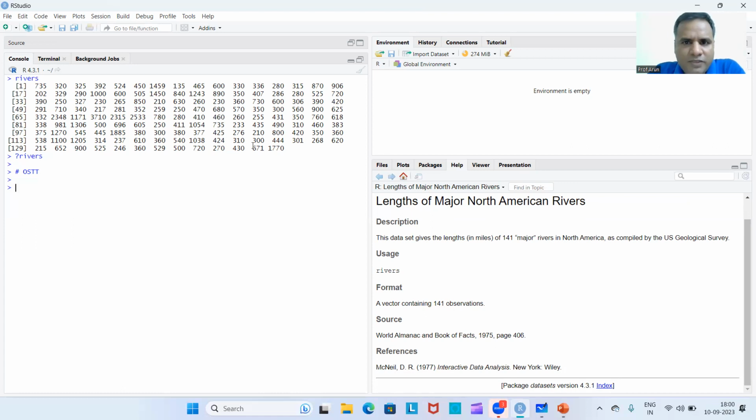Now, let's say some fellow comes and tells us that the average length of rivers in America is 450 miles. Somebody makes a claim. Let's say somebody went to America, stayed for 10-15 days, roamed there, and came back to India. Now he's telling his friends the average length of rivers in America is 450 miles. Is it a genuine claim?